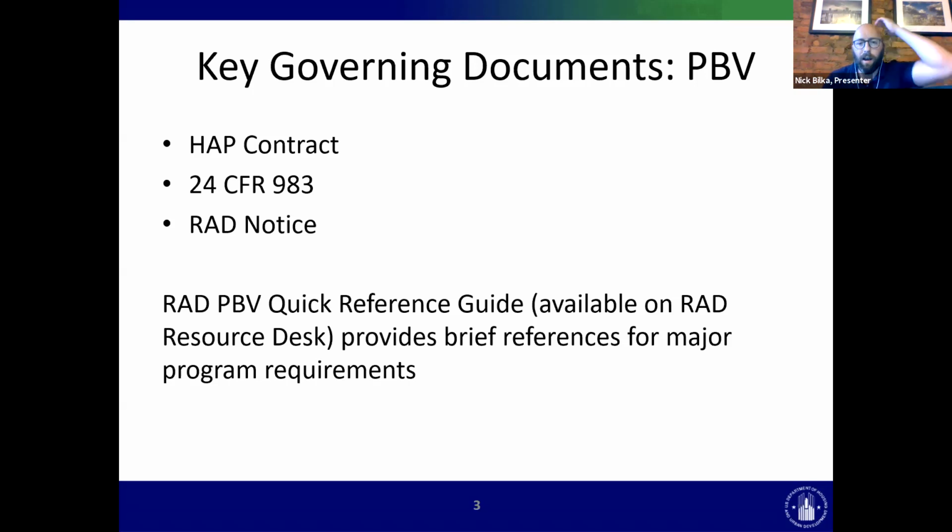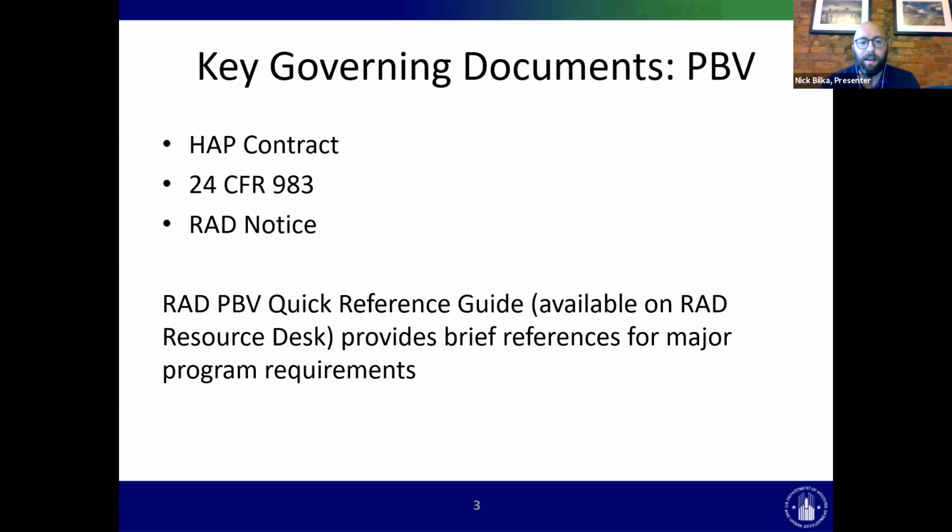Some of the key governing documents, if you're working with the PBV program: the PBV program, with only minor exceptions, is also governed by the rules of the Housing Choice Voucher Program, especially when it relates to individual tenant type issues. So 24 CFR 982 is obviously pertinent there. For the PBV program, 24 CFR 983 covers a lot of the regulations that govern the PBV program.